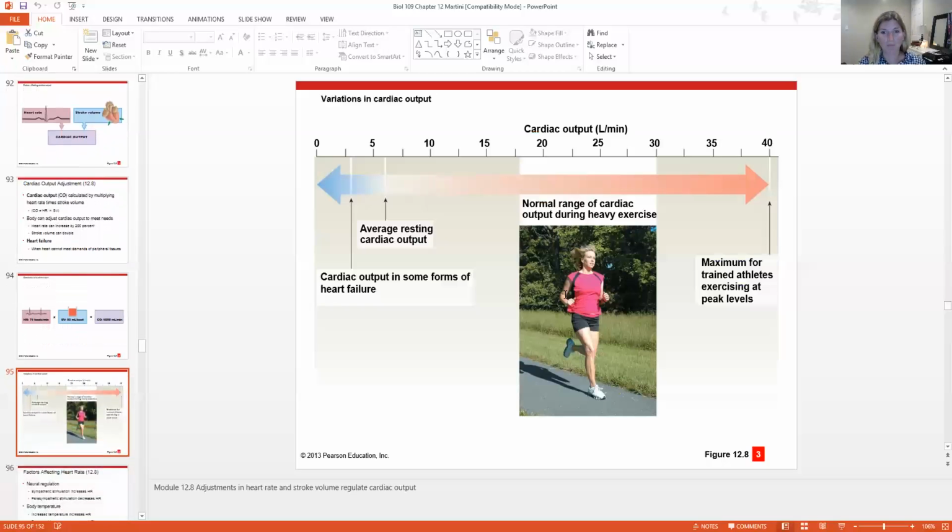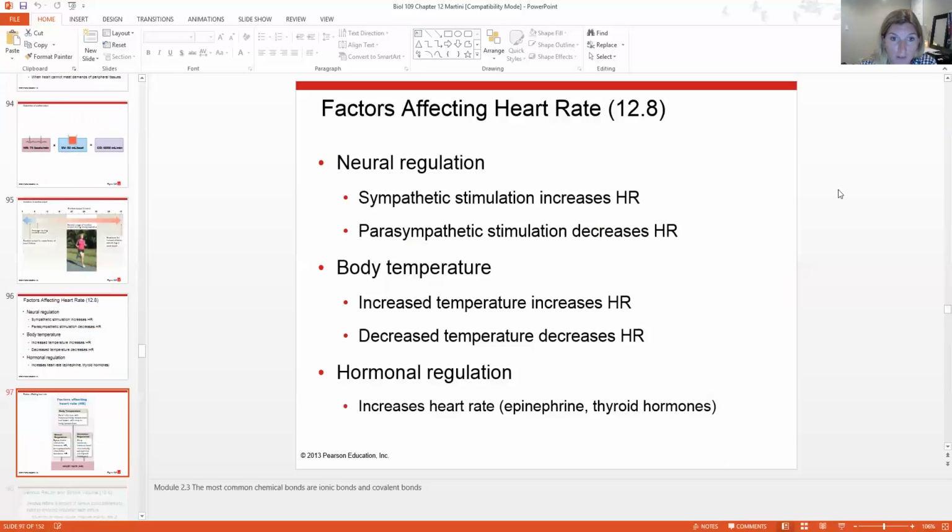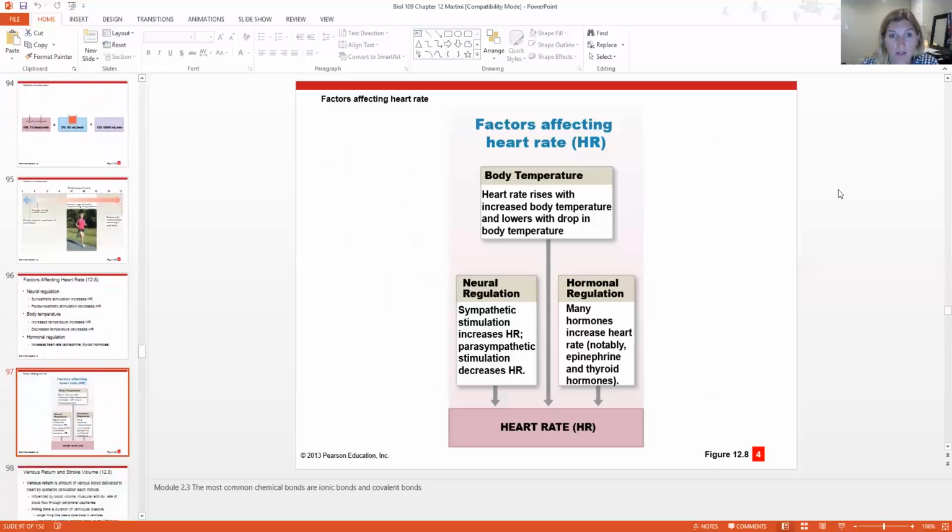Crazy. All right. So variations in cardiac output. Again, during normal range of exercise, it's going to increase a little bit. Maximum trained athletes can hit peak levels. Other factors affecting heart rate: neuroregulation, sympathetic and parasympathetic stimulation, your body temperature. Increased body temperature and decreased body temperature are going to have an effect on your heart rate. Hormonal regulation, epinephrine, thyroid hormone, all going to have an effect on your heart rate. This is just showing factors that affect heart rate.